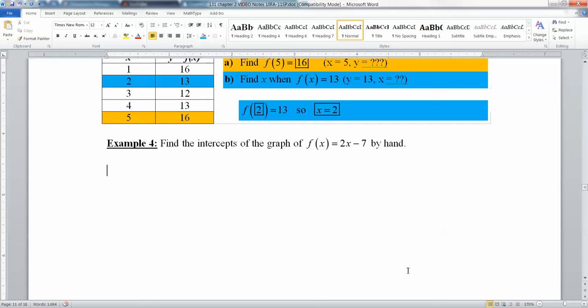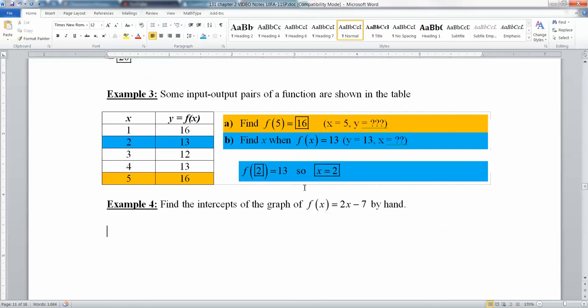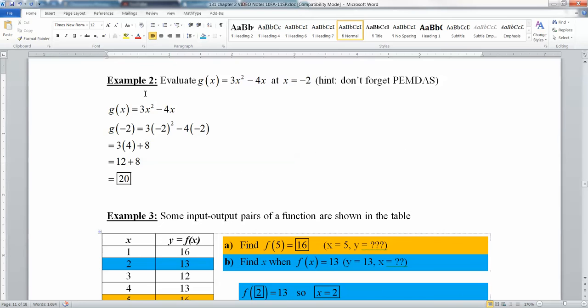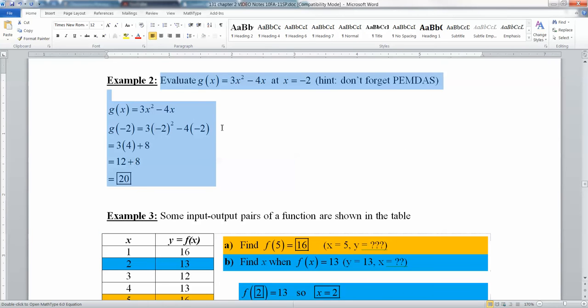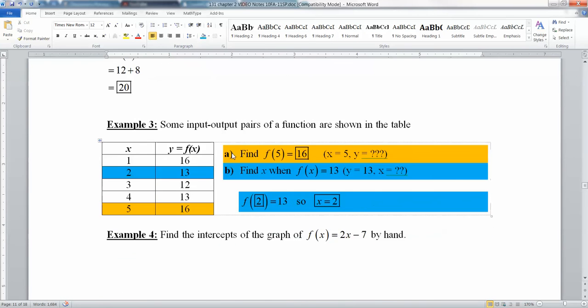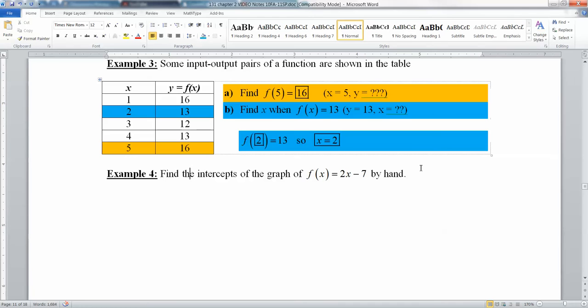We left off right here. We had used the table in order to answer the same types of questions that we'd answered from algebraic equations. So we answered those kind of equations with algebra, and then we did it with a table. All right, now they're asking us a completely different question. We're supposed to find the intercepts of f of x equals 2x minus 7 by hand.